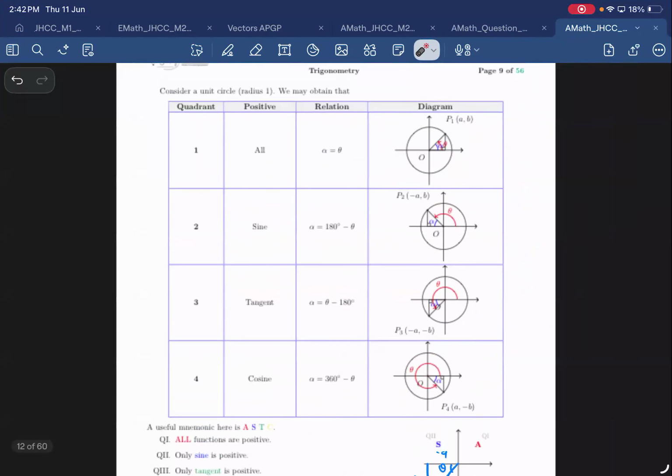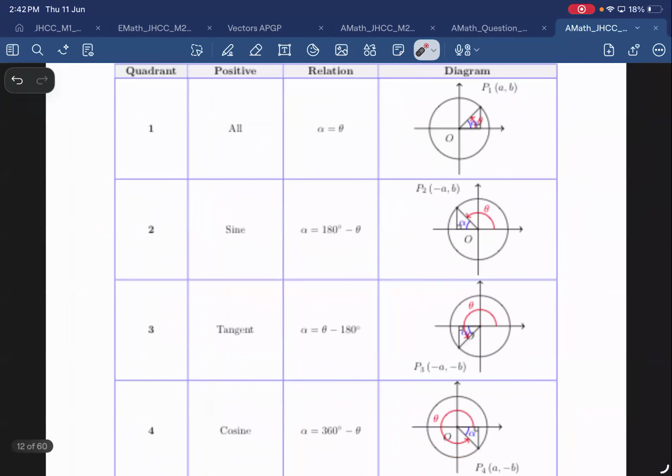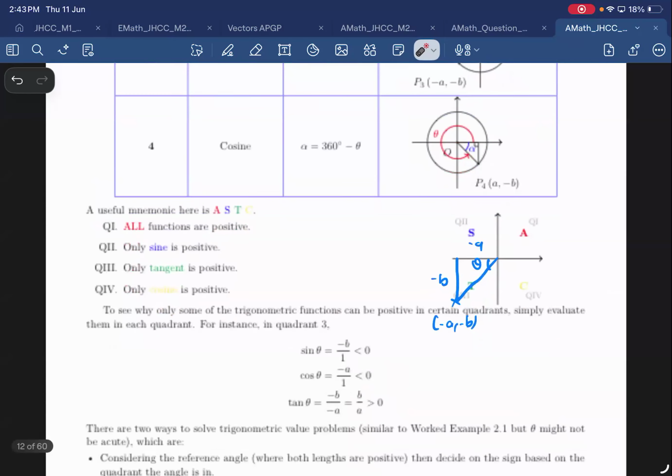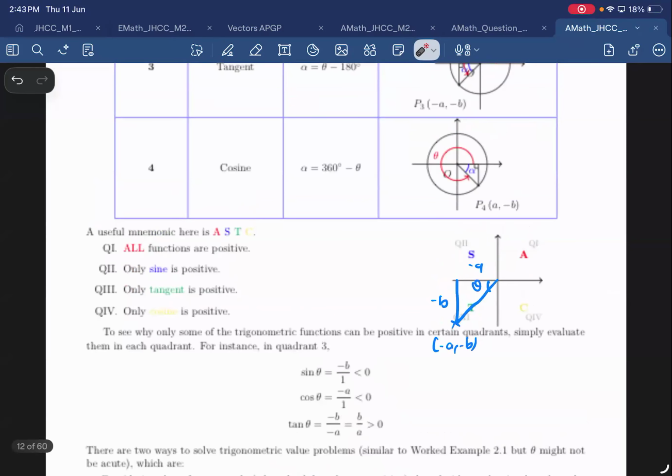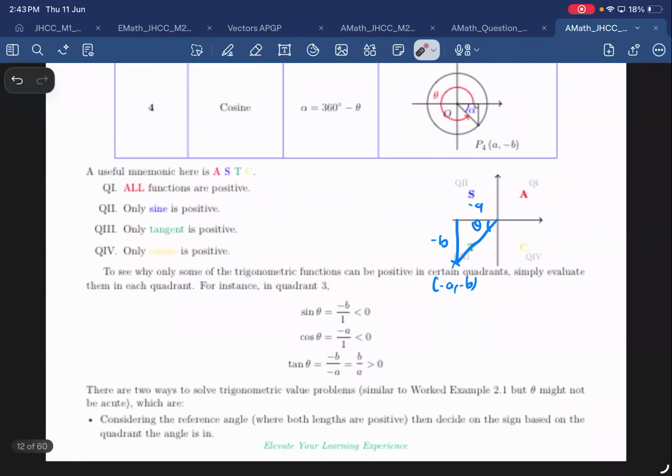For this portion, the things to memorize are, first, how to calculate theta based on the reference angle for each of the quadrants, and second, the ASTC: which quadrant has which trigo function positive.